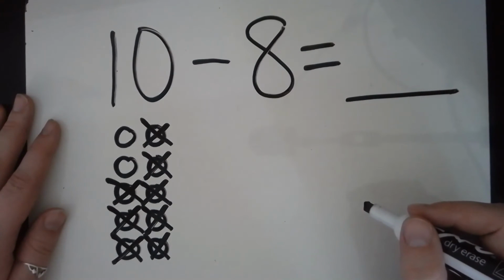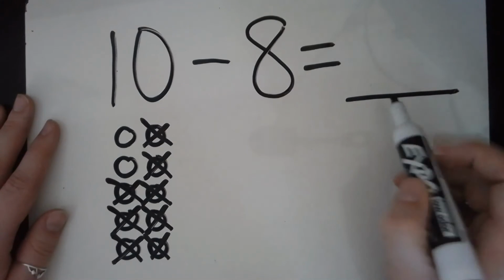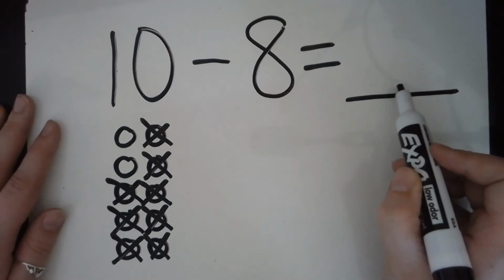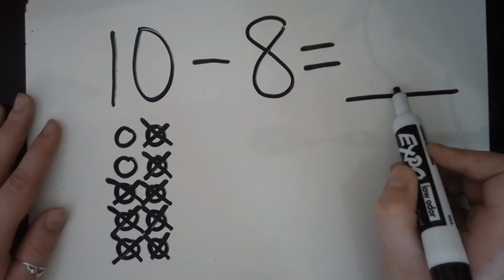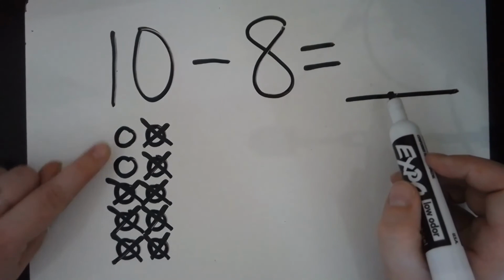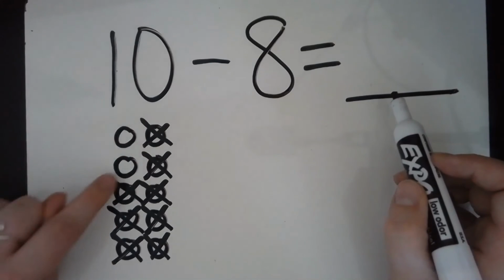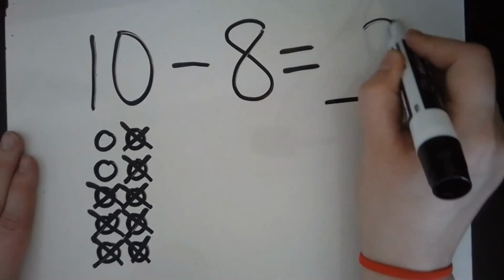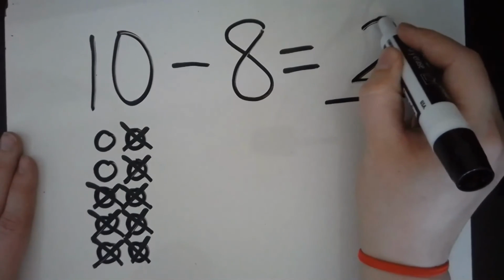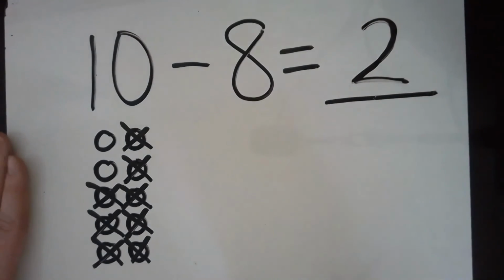Okay. Now how many are left over? What's our part going to be over here? How many are left? Let's count. 1, 2. 2 are left over. Great job.